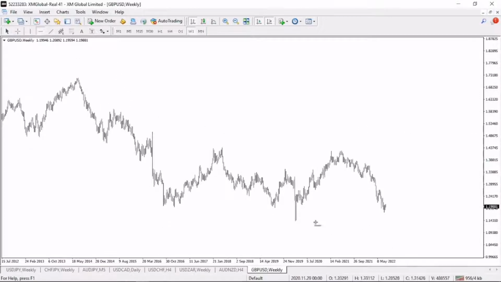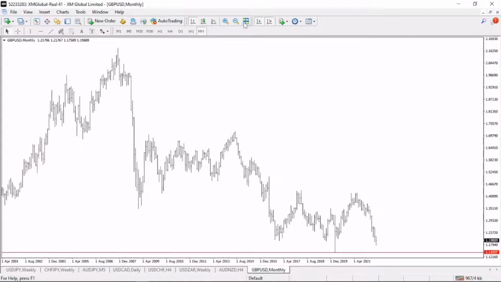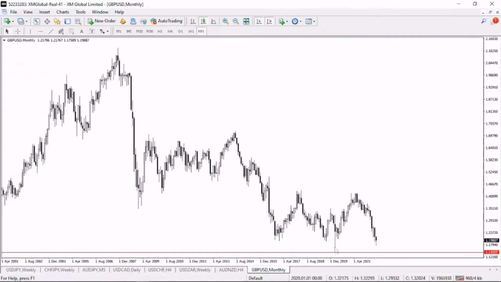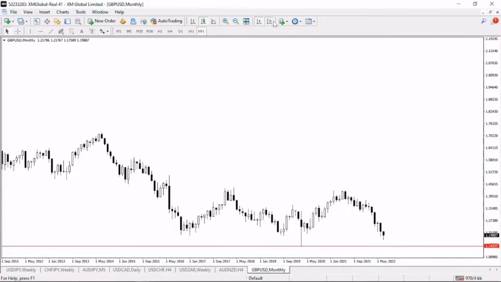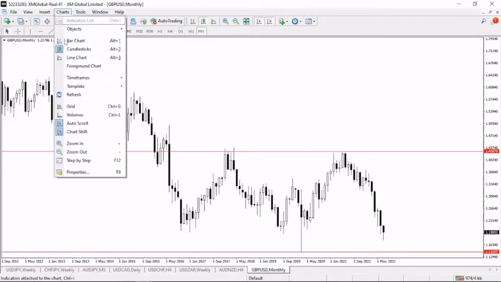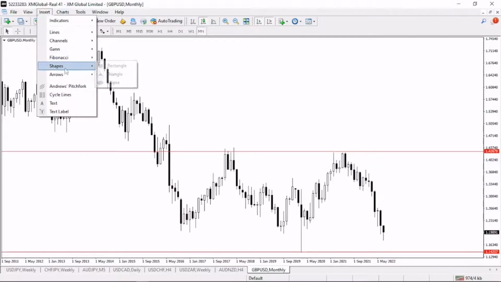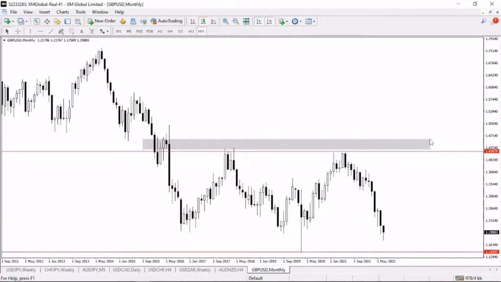Let me just grab my line and start with my support right there. As you can see, that was our lowest low since December 2019. With that being said, let me grab my resistance line right there. Okay, give me a second. As you can see, it's very much clear. Only then do I start to put my zones, only then do I start to draw my rectangle.